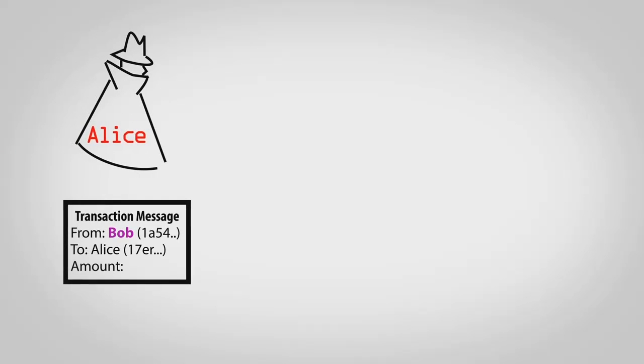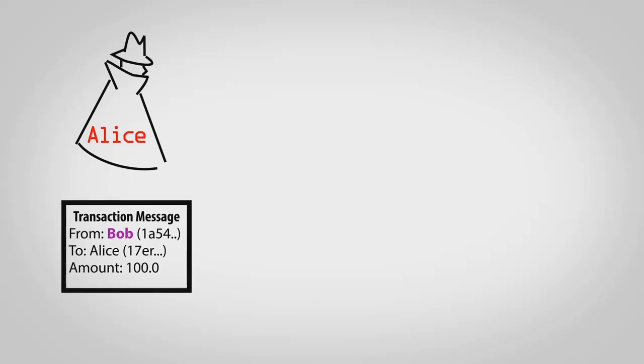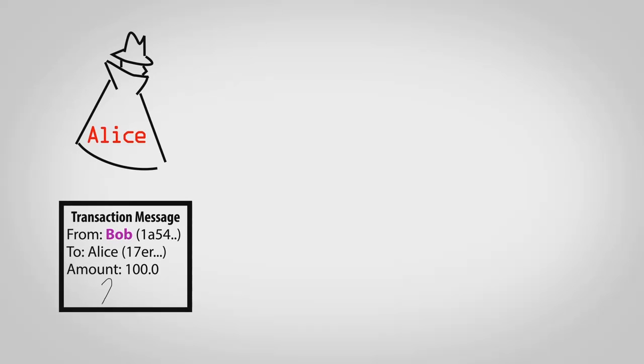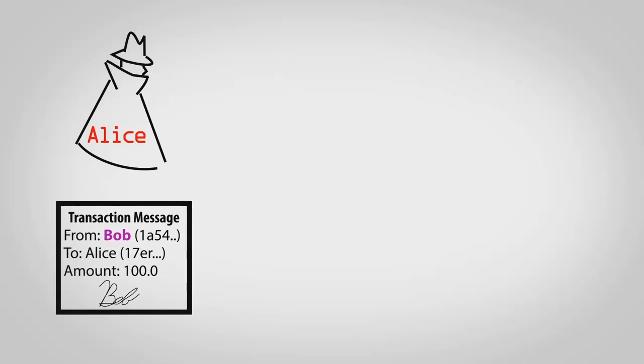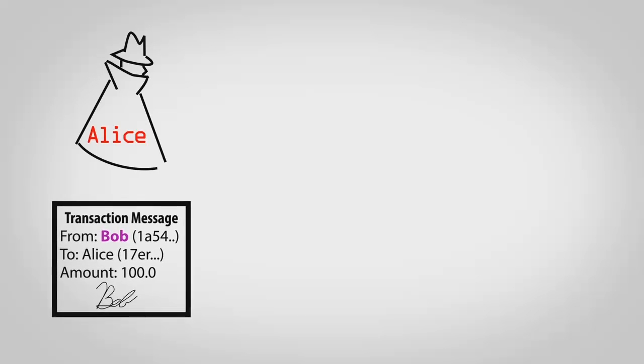If sending money is as simple as creating a message with some account numbers, what's to stop a thief, Alice, from spending Bob's money by using his account number? Like a pen and paper check, Bitcoin requires a kind of signature to prove that the sender is the real owner of an account, but is based on math rather than handwriting.